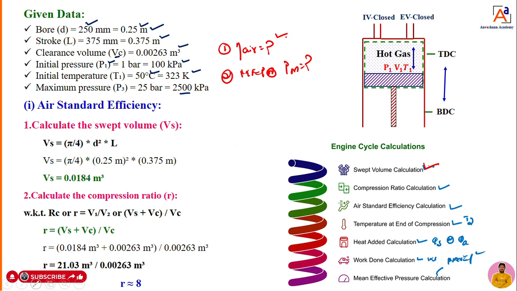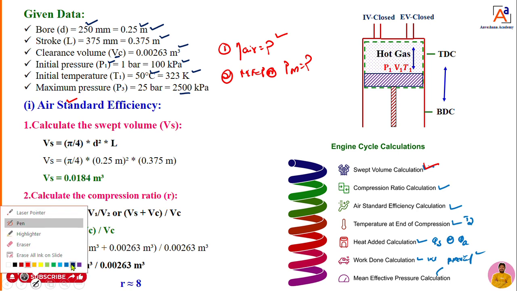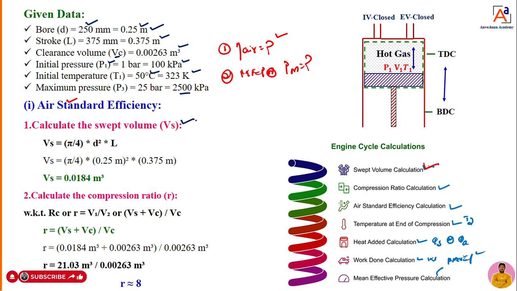First I will go with the air standard efficiency, that is the first parameter. In that we need to calculate some other parameters which are required to calculate the air standard efficiency. The first parameter is swept volume. You can see here, dear students. To calculate swept volume, this is the bore diameter capital D, and the piston moves a distance from BDC to TDC, which we call the stroke length. With the help of that stroke length we can calculate the swept volume.